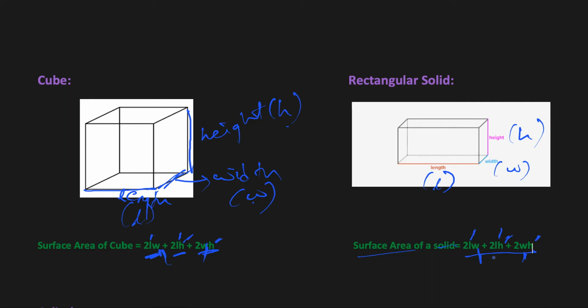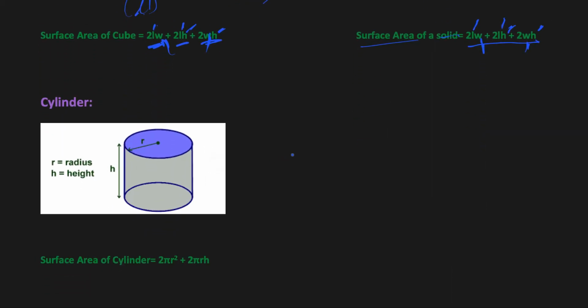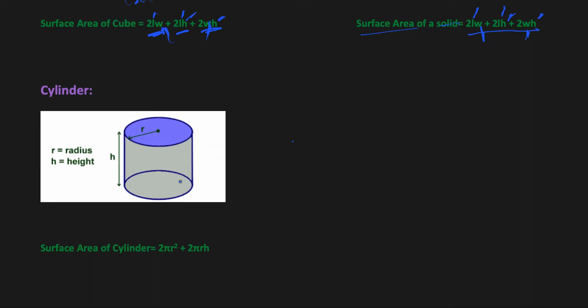Cool. And the third figure is called a cylinder, and you can see why it's called a cylinder because of its shape. On the top of a cylinder and on the bottom of a cylinder, it's a circular shape, and then it's just wrapped around, kind of a figure.